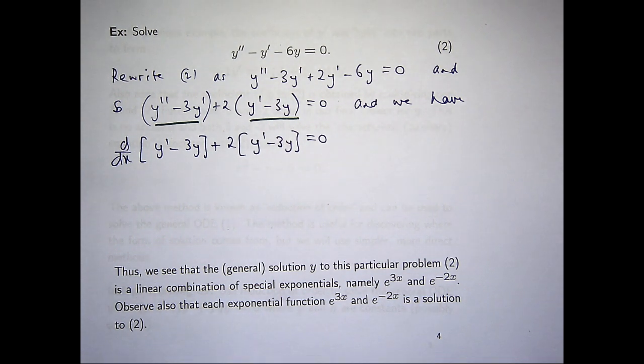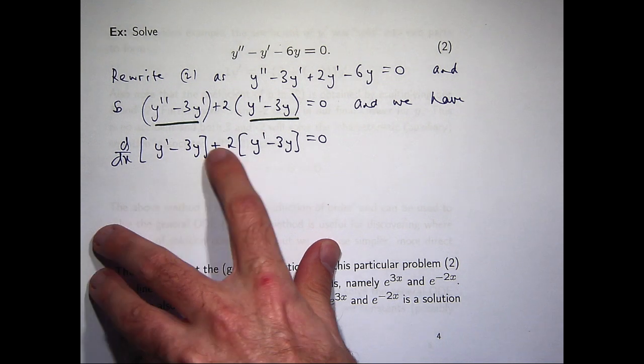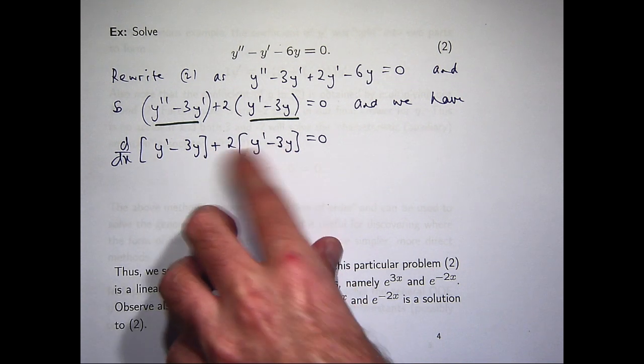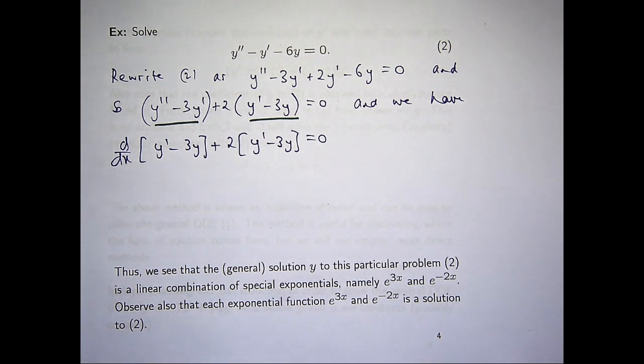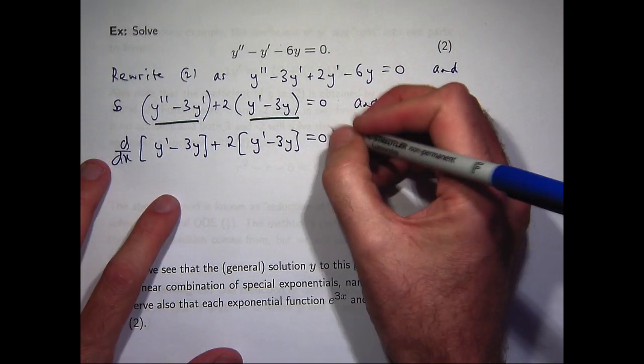Now, what I'm trying to do here is reduce that second order problem down to something that we already know how to solve, like a first order problem. And if you look carefully, in the square brackets, we've got the same thing. I've got the derivative of something here plus 2 times that same thing equals 0. So what I can do is make a substitution, say u equals what's in those square brackets, and form a basic first order problem.